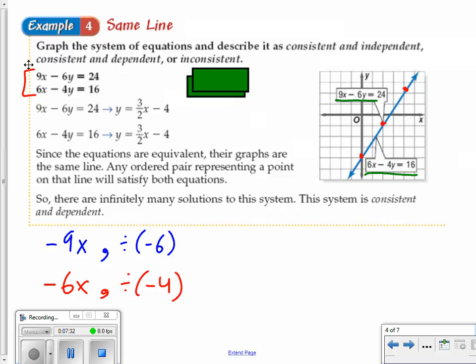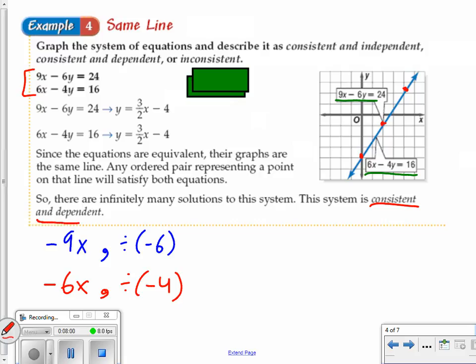So since the equations are equivalent, their graphs make the same line. Any ordered pair representing a point on that line will satisfy both equations. So if I gave you a point on the line somewhere, it would make both equations true. So technically, there are infinitely many spots where they overlap. So there are infinitely many solutions. We call this system consistent and dependent.